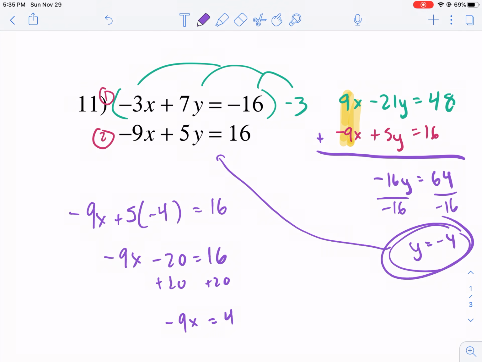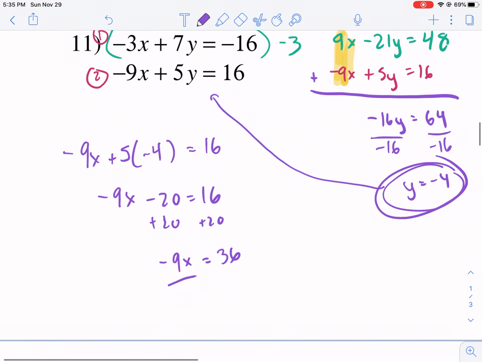Did I do something wrong here? Or is that just how it goes? Let's see. 9x, plugged it in for y. Minus 20. Oh, I'm sorry. That's not 4. That's 36, isn't it? Okay. All right, negative 9 divided by negative 9. I get x equals, what is that, -4? Yeah, it is. So our final answer is going to be -4 for x, -4 for y, and there we go.